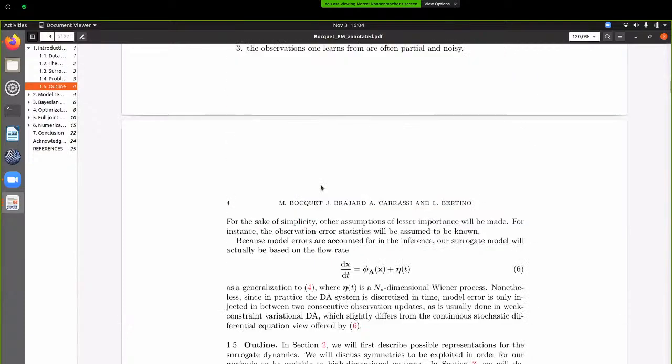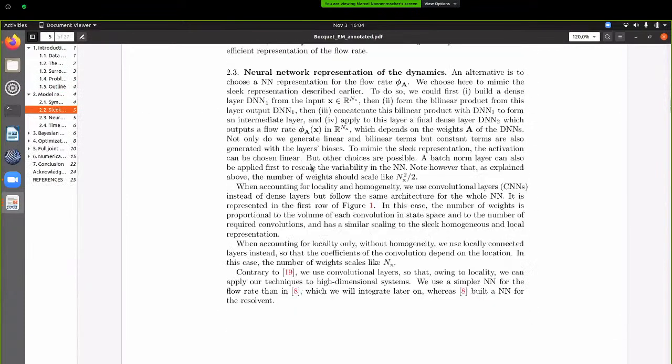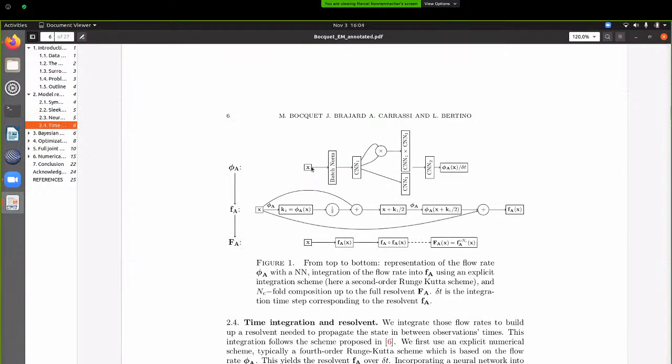You have a figure showing how that looks. So now they have the same kind of neural network as before. There's their batch norm layer, there's their CNN layer. This is the bilinear stuff, now shown slightly differently with the multiplication of some of these. And then there's the output. The only difference to before is that the output now is not directly the last state, as it was in the last paper, but it's the differential equation. And this differential equation, now you plug into, in this case, a second order Runge-Kutta solver.